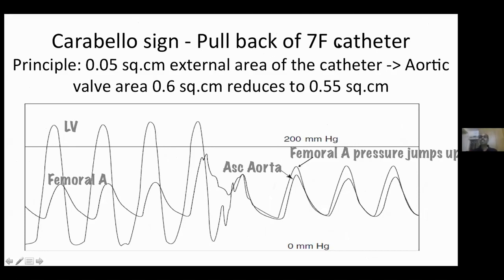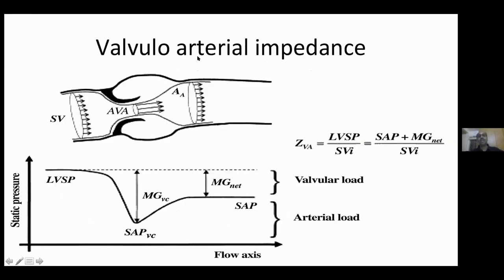When we are pulling back a 7 French catheter, the 7 French catheter has got an external surface area of 0.05 square centimeter. If you are having an initial valve area of 0.6 square centimeter, the 7 French catheter with a 0.05 square centimeter is reducing the valve area from 0.6 to 0.55. Which means making it from critical to extra critical aortic stenosis. So there is a reduction in the aortic systolic pressure and the aortic pressure booms up by 10 millimeters of mercury if the catheter is pulled out. And that is the principle of Paravalvar sign.